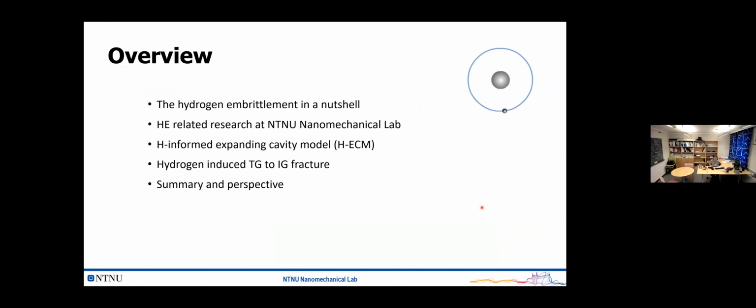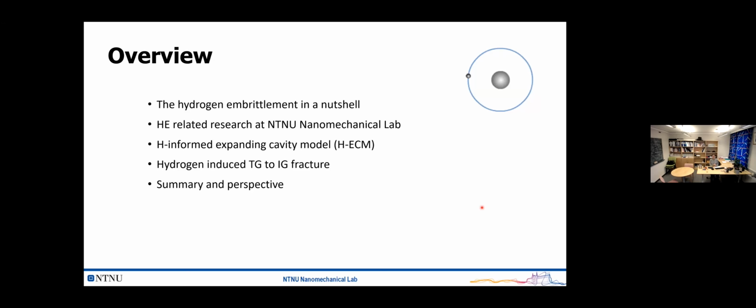I will follow this outline: a brief introduction of hydrogen embrittlement, then the hydrogen embrittlement related research activities in our group, the NTNU Nanomechanical Lab. And then I will give you 2 cases we have been working on in recent years.